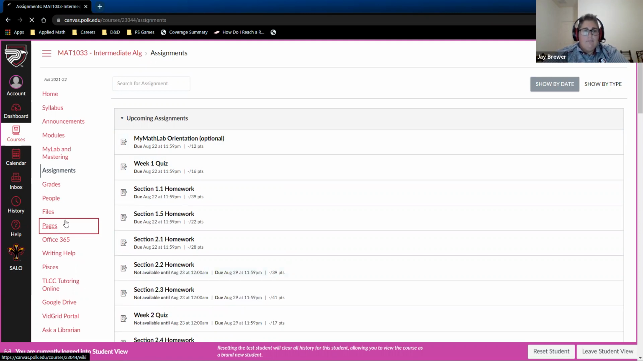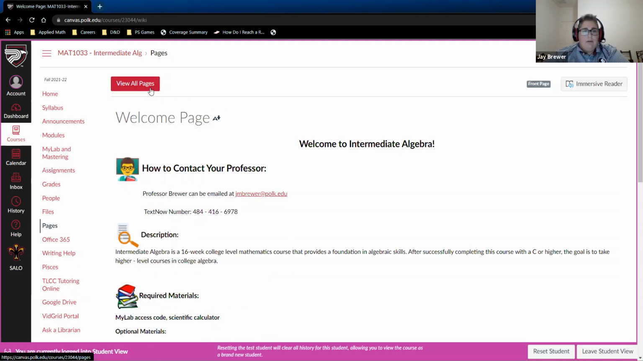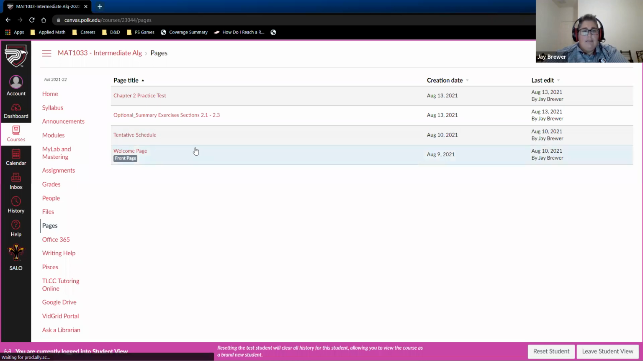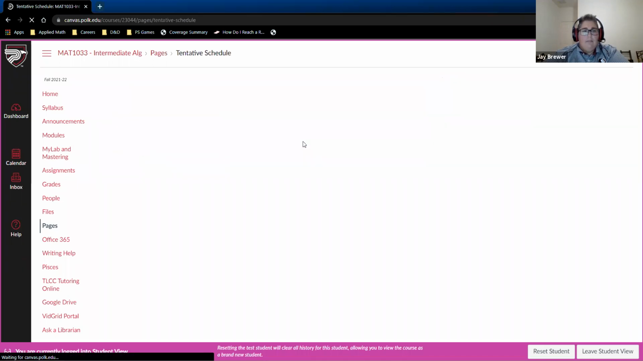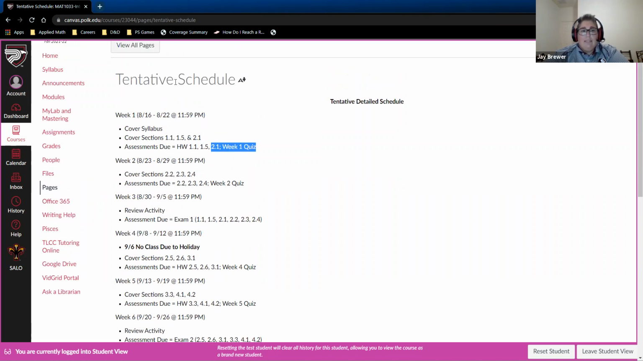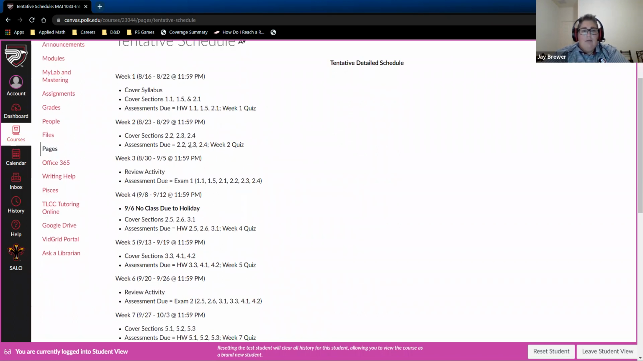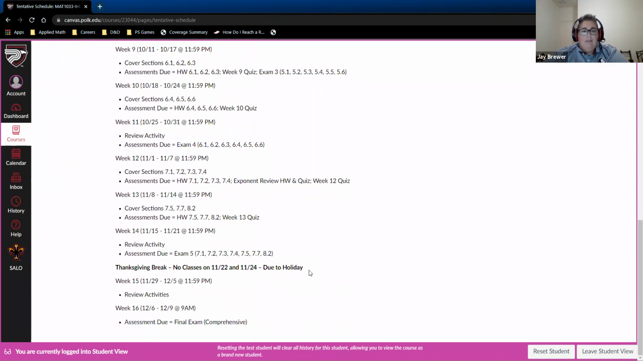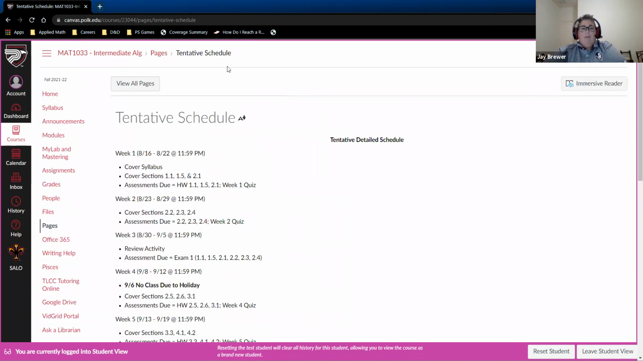And pages are nice because here's where you can find that tentative schedule. You can see we were supposed to cover 2.1 in class last week, and these two assignments have both been moved to the following week, week 2. So you can see that's why it's a tentative schedule. I'm sure we'll get right back on track with our schedule. It's just that sometimes the first week can be a little bit bumpy.